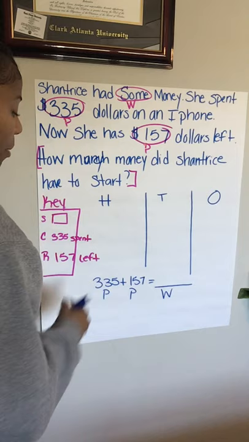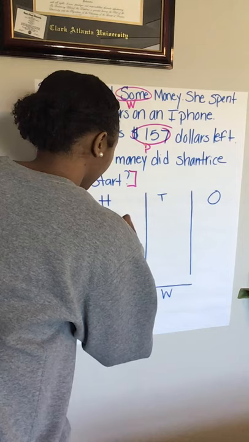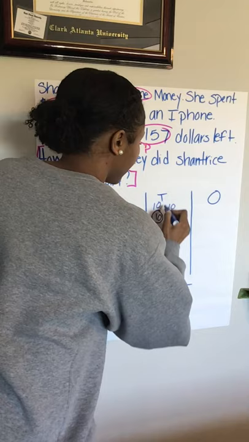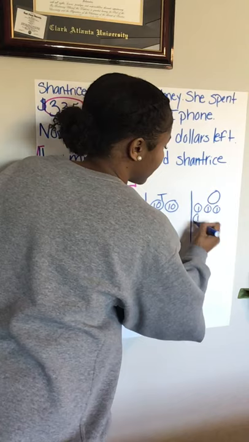I'm going to represent both parts. I'm going to start off with the hundreds. I know there's 300, so I'm going to label 100 three times. Then there's 3 tens, so I'm going to label 3 tens. Then I have 5 ones. I'm going to label 5 ones. So check off that I represented 335.